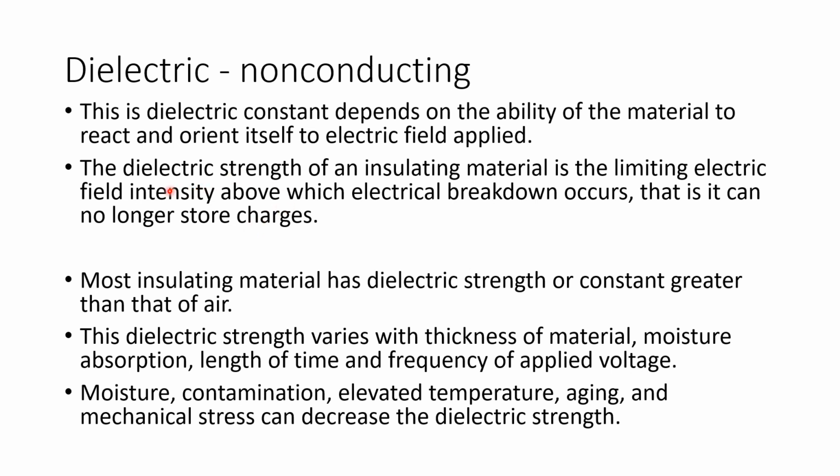So now we're going to take a look at the strength. The dielectric strength of an insulating material is nothing but the limiting electric field intensity, because the material is subjected to the electric field. It is the limiting electric field intensity above which electrical breakdown is going to happen. It means that it can no longer store the charges. So you can store up to a point, and that point is above which the electrical breakdown happens.